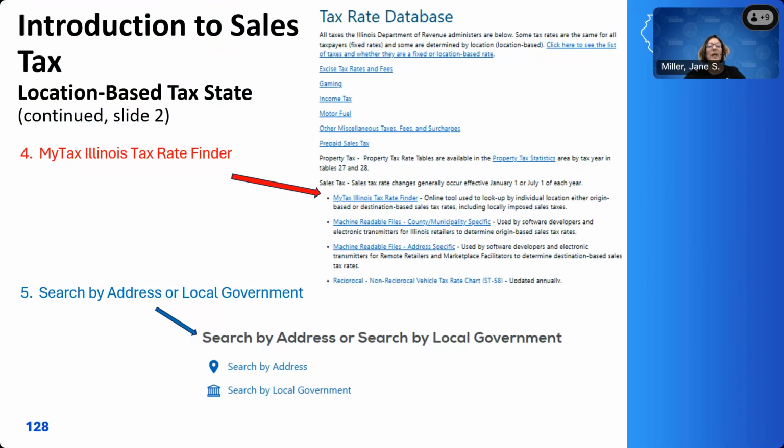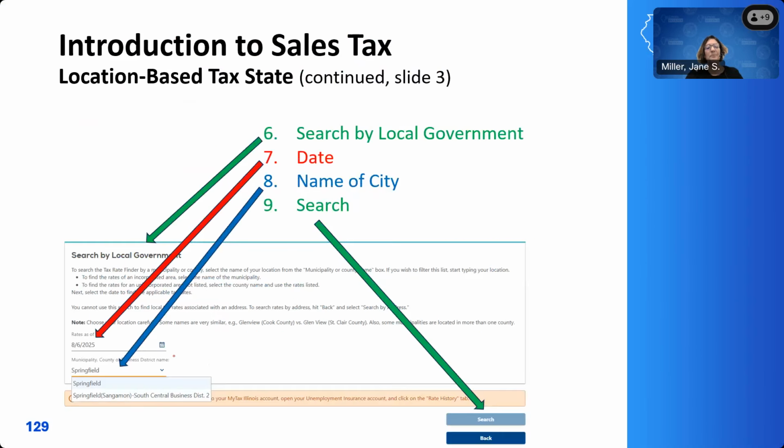Then it will bring up this page, and the first option is My Tax Illinois Tax Rate Finder. You click there, and the next option is to search by address or local government. Local governments work a lot of the time, but in some of the cities around Chicago, there are quite a few counties in one city, so you might want to search by the address of your business to get the tax rate for that spot. In this example, we're searching by local government. You enter the date of sale, the name of the city, and then enter search.